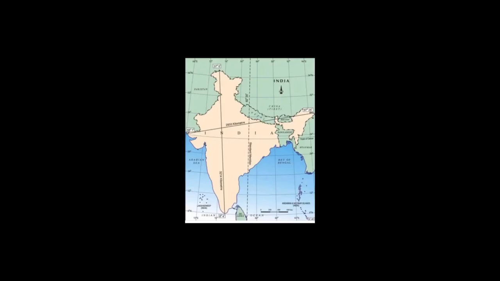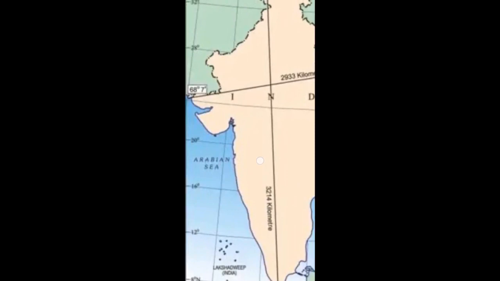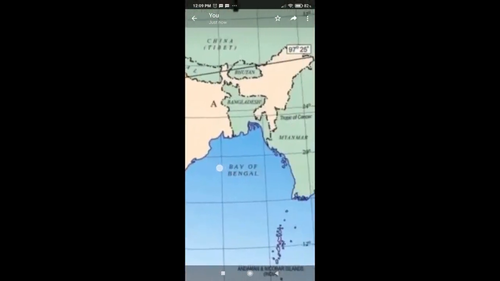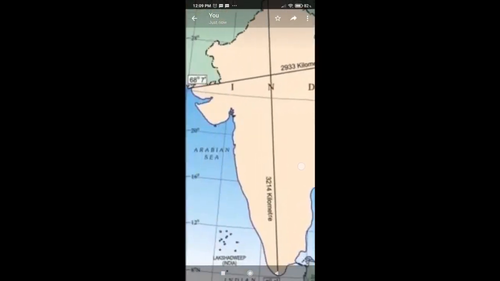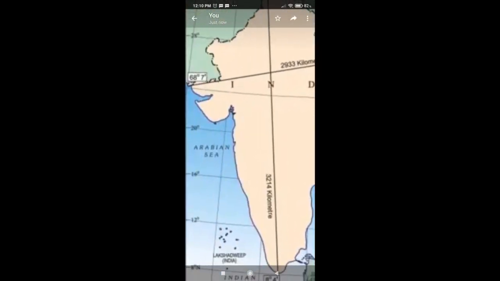So we can find the exact location of India in that way on the map. As you can see here, I'm just showing you, India is lying between 68 degrees 7 minutes east longitude to 97 degrees 25 minutes east longitude. I repeat, India is lying between 68 degrees 7 minutes east longitude to 97 degrees 25 minutes east longitude.